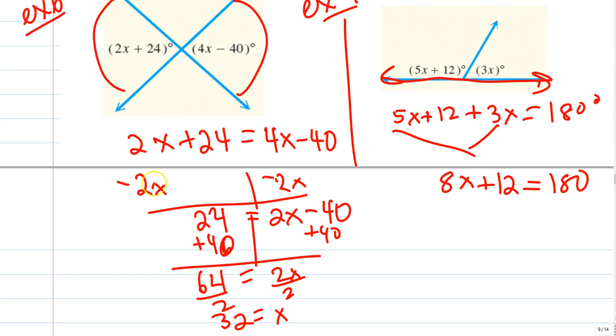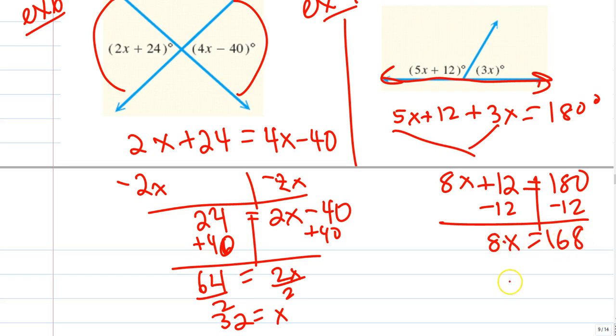So over here, they were on opposite sides. We had to move them. Here, they're on the same side. We combine them. Now we're ready for our inverse operations to undo the adding. What is that? 168 to undo the multiplying. So x is equal to 21.